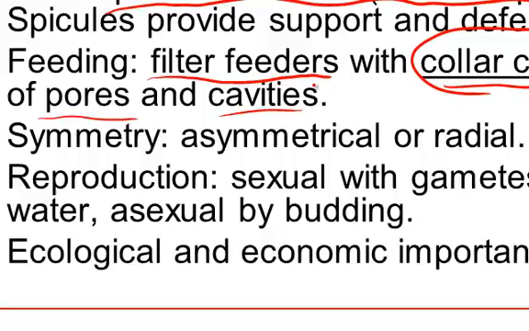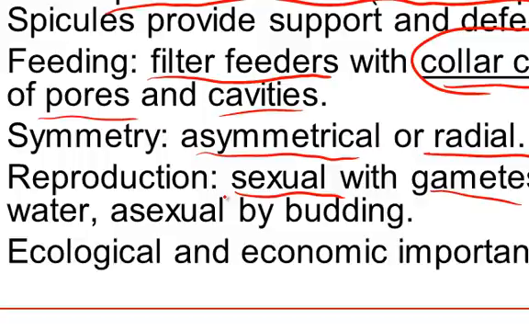The symmetry of sponges is either asymmetrical or it may be radially symmetrical. Reproduction occurs sexually and asexually. Sexually, it just occurs with gametes, eggs and sperm from male and female, and they're released into the water. At least the sperm is released into the water. Sometimes eggs will be retained in the female and then released after fertilization. And then asexual reproduction occurs by budding, and that's when just a little sponge grows at the base of a big sponge by mitotic cell division.